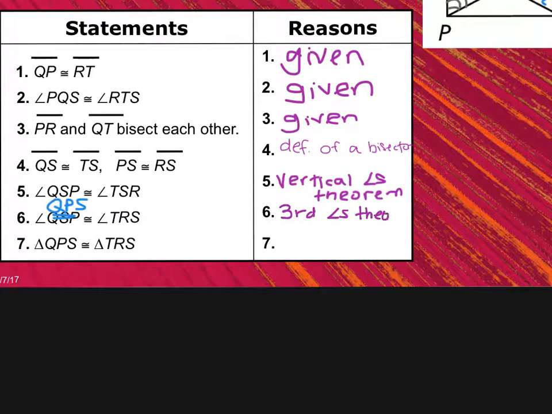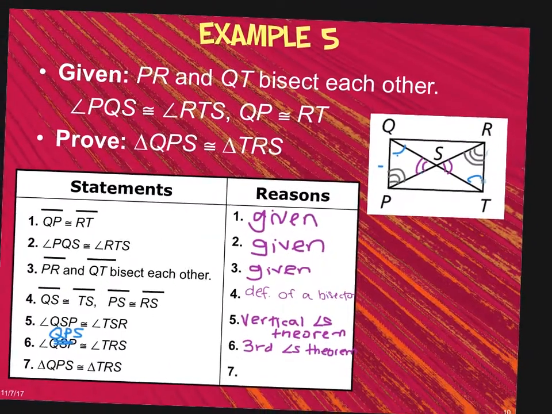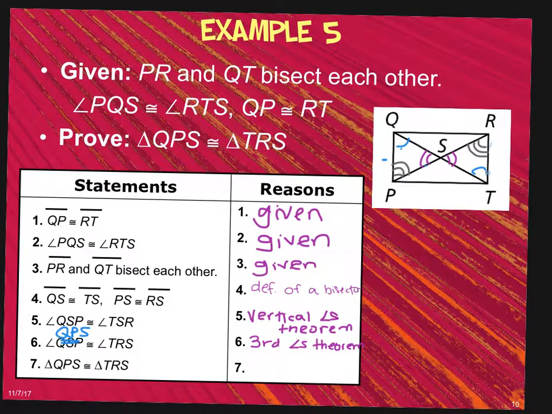Wait, so if you gave them a top, that they're parallel here, then you could use alternate interior, alternate exterior, same side interior, and corresponding angles. If it said like QR and PT are parallel, then you could have used those. Or if it said QP and RT are parallel, then you could have used the other ones. Yep. All right, so then the last step, QPS is congruent to TRS.